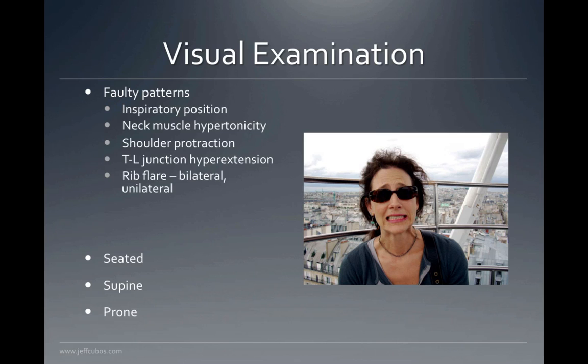Rib flare we already talked about, but just know that this often goes hand in hand with TL junction hyperextension. Each of the above visual examinations can be performed in multiple positions, and since we are dynamic beings who function in many different positions, I encourage you to perform your visual examination in at least 2 of the 3 positions of seated, supine, and prone.